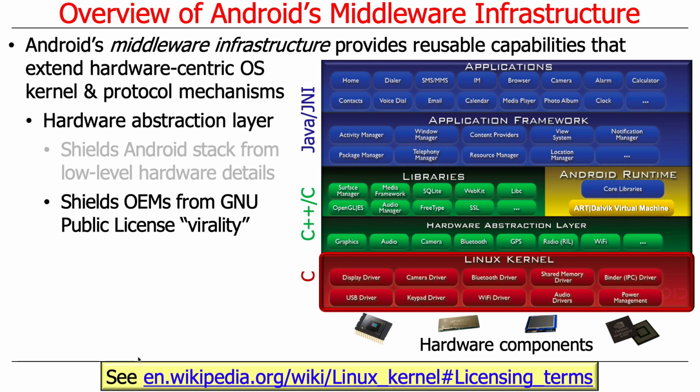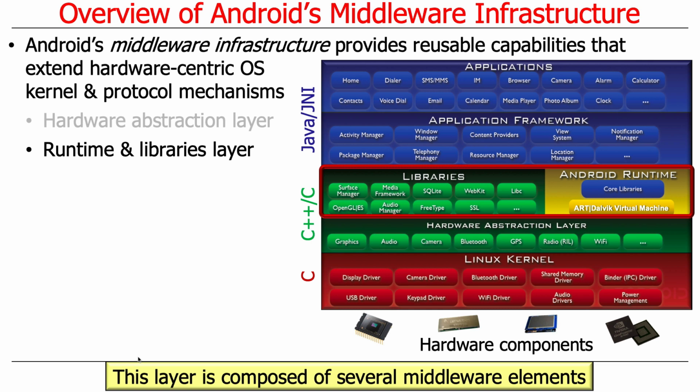And of course, a lot of the OEMs, original equipment manufacturers like HTC, Samsung, LG, Acer, Asus, the list goes on and on, they don't want to give away all of their code because that's their competitive edge versus the other manufacturers. So this was a deliberate choice made to incentivize OEMs to use Android without having to give away all of the secret sauce that differentiates them from their competitors. There's also a runtime and libraries layer, which is a layer that's composed of a couple different middleware elements, as you can see, with the different colors that are shown here.